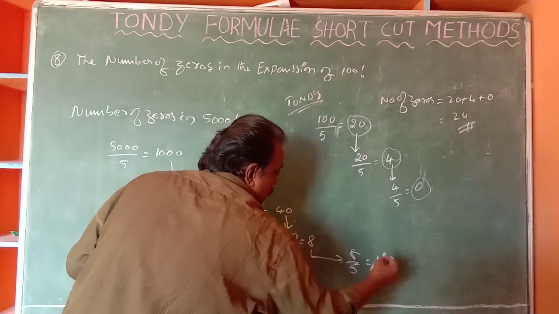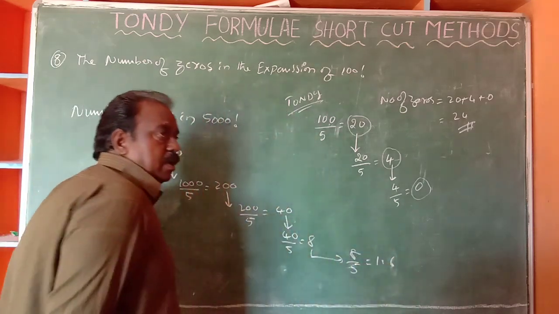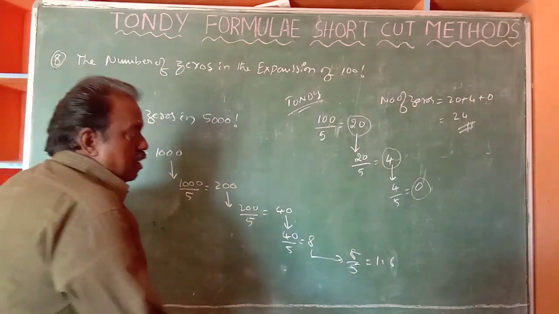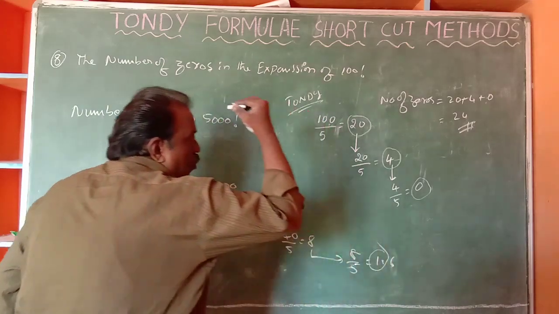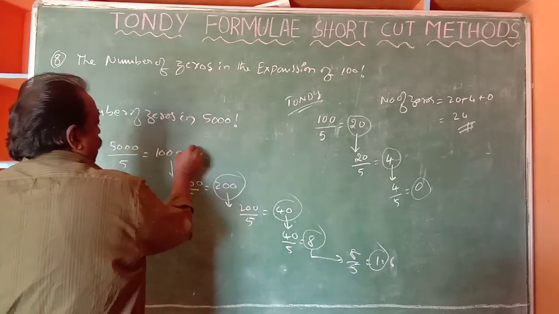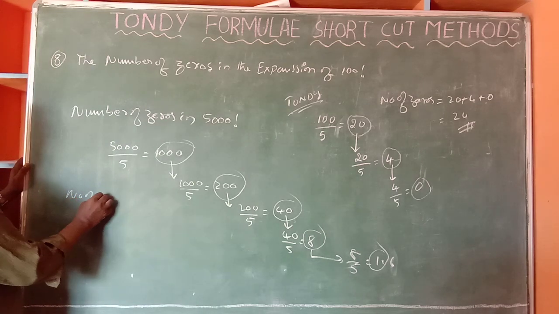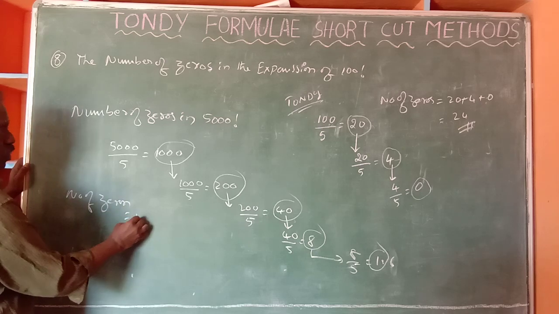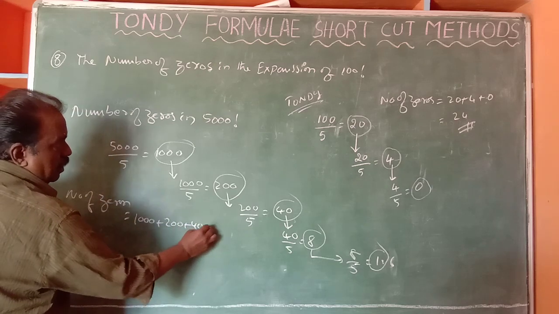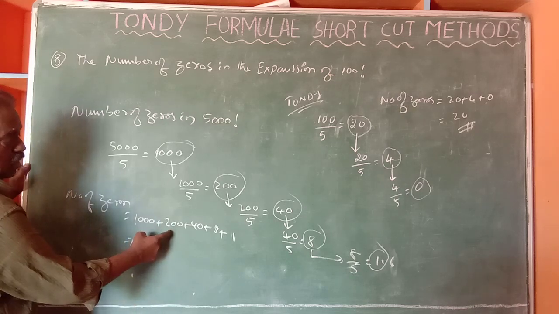And this 8 is again divided by 5. It is 1.6, 1 time and 3 remains. But we have to take it as only 1. Here it is 8, here it is 40, it is 200, and it is 1,000. The number of zeros is equal to 1,000 plus 200 plus 40 plus 8 plus 1. It is 1,249.